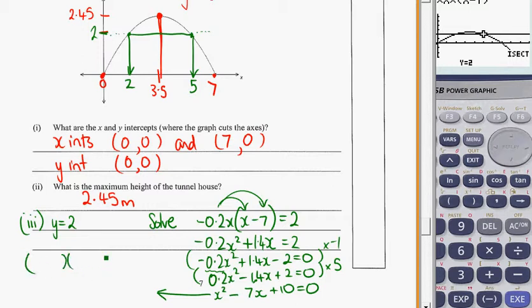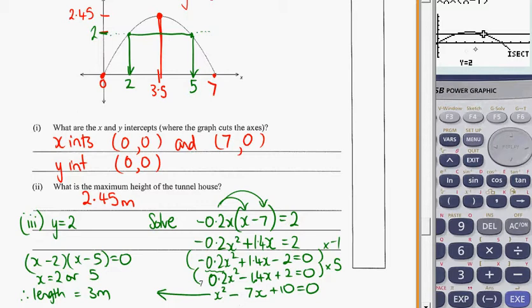Factorising that. 2 and 5. 2 times 5 is 10. To get -7, they'll both need to be negatives. X equals 2 or 5, which is what we got originally. Therefore, the length would need to be 3 metres, and you can write a proper sentence, but I've run out of room. I understand that's very difficult.